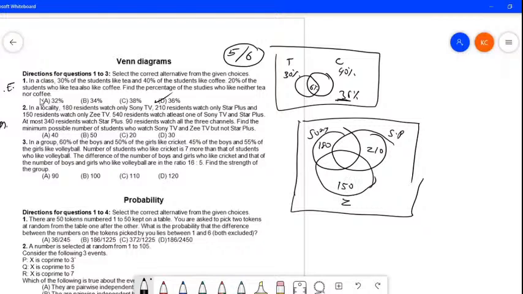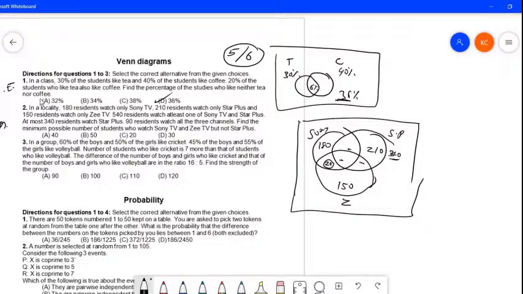540 watch at least one of Star TV and Star Plus. Okay, so 540 is the sum of this side, the sum of all three is 540. At most 340 people watch Star Plus, so this is maximum 340. That means this whole thing we are given as 540. So how much can this be? It is 20, the minimum.